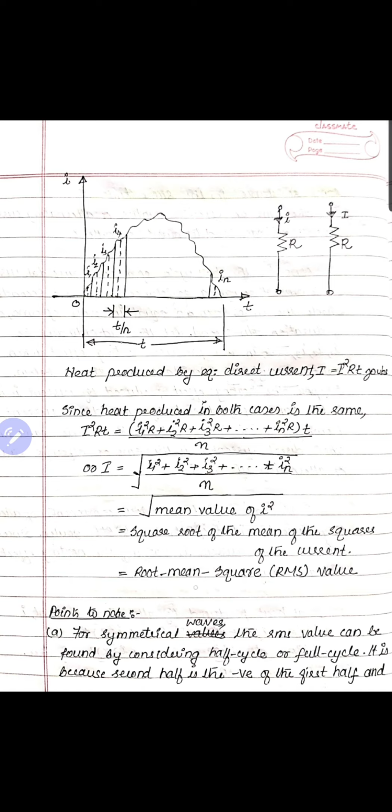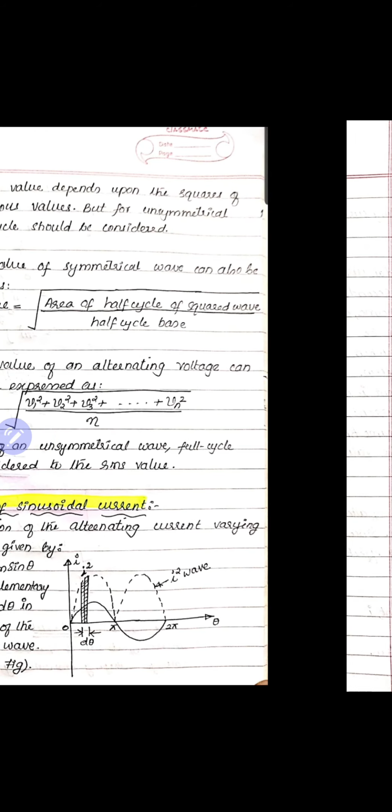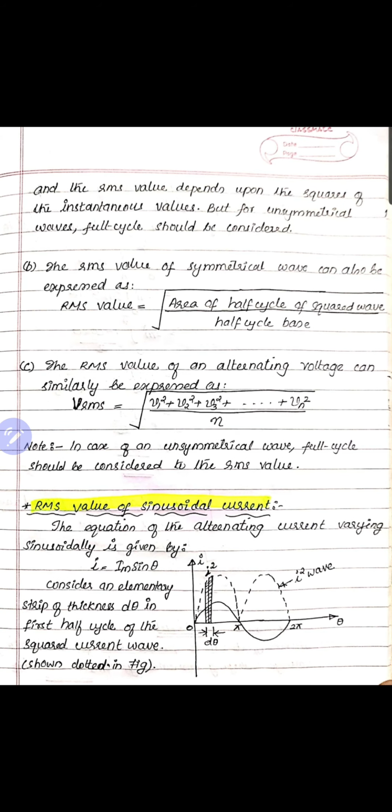Next, there are some points to be noted. One: for a symmetrical wave, the RMS value can be found by considering half cycle or full cycle. It is because the second half is the negative of the first half, and by squaring, we get positive values for both halves. So we can use either one alternation or the full cycle. But for an unsymmetrical wave, the full cycle should be considered.